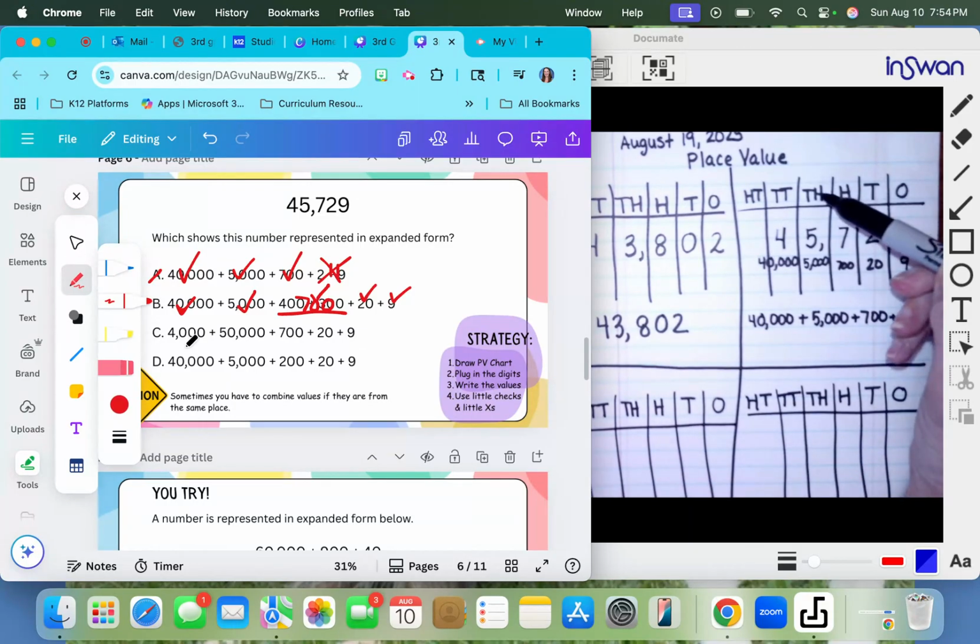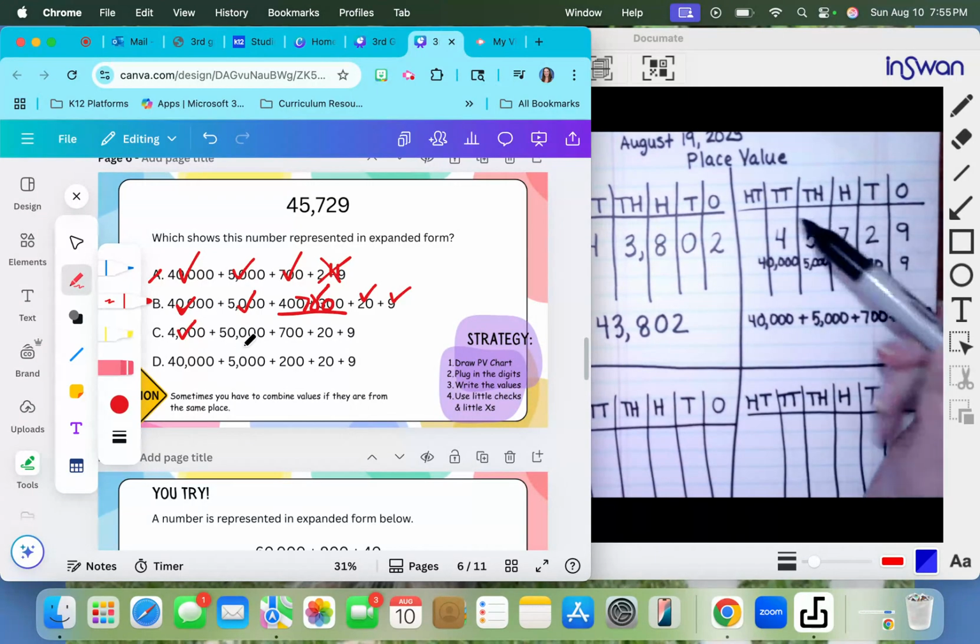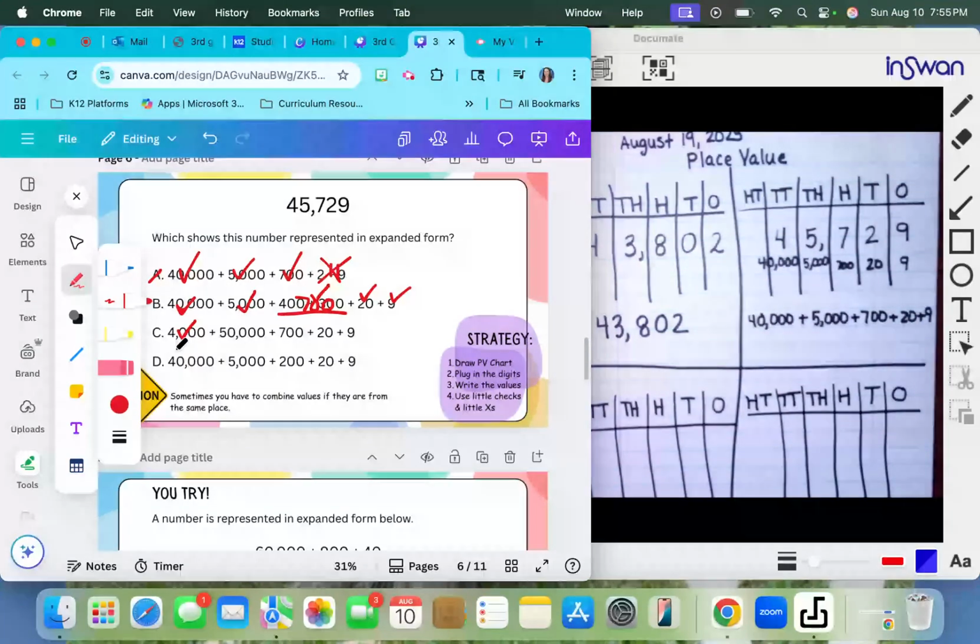Well, this is the thousands place. Do we have a 4,000? Nope, we don't. We have a 40,000, but not a 4,000. 50,000. This is the 10,000s place. We don't have a 50,000. We have a 40,000. Oops.